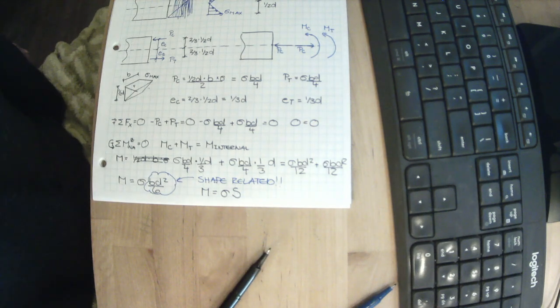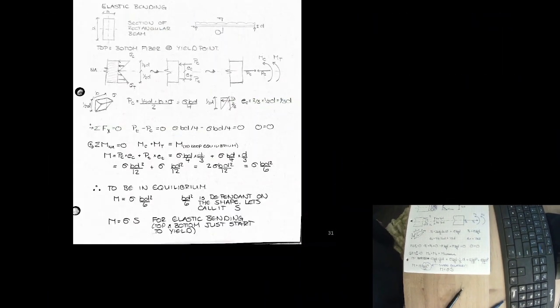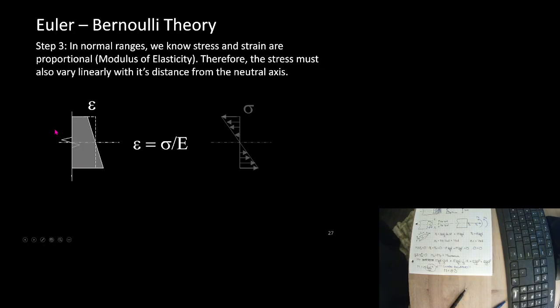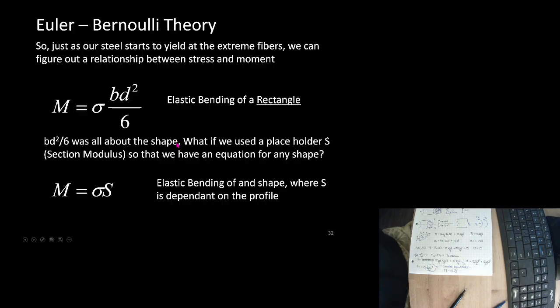Let's take a look here. So that's been worked through here. You can see it again in the slides. But then I have that worked through as a graphic in the slide as well. Okay, so just as our steel starts to yield at the extreme fibers, remember extreme fibers just means top and bottom, we can figure out a relationship between stress and moment.